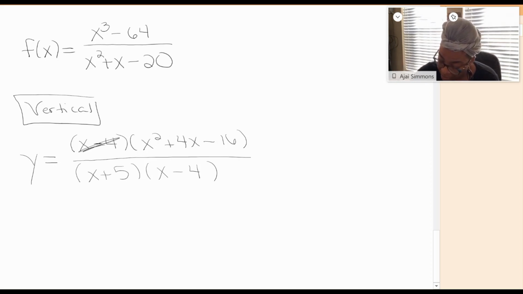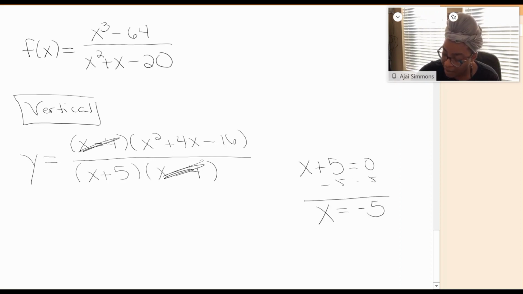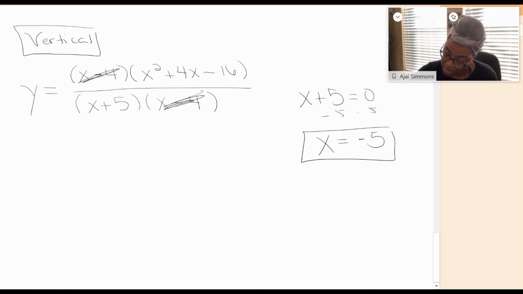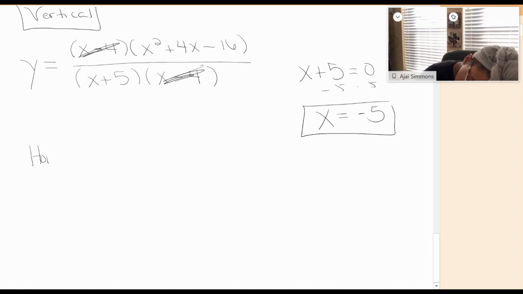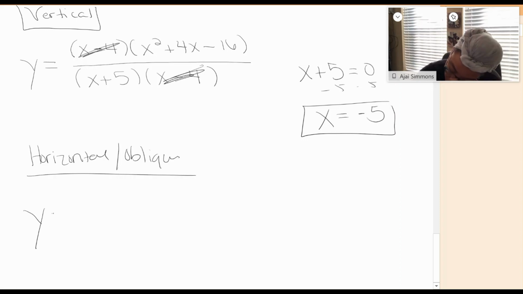So I do see something that looks the same at the top and bottom. Those two are going to go away. Once I reduce it as much as I can, I set my denominator equal to 0. And if I do that, my vertical asymptote is going to be x is equal to -5. This is my vertical asymptote. Okay, let's talk about horizontal and oblique. So the original problem looked like this.